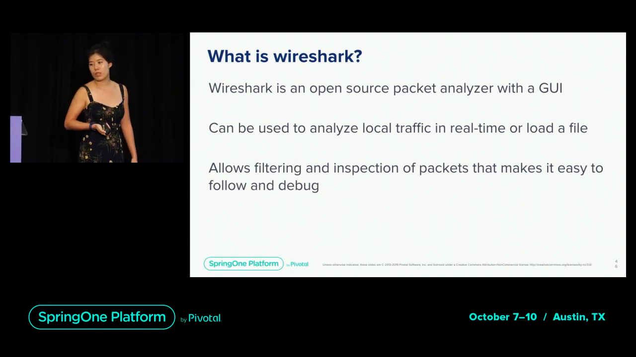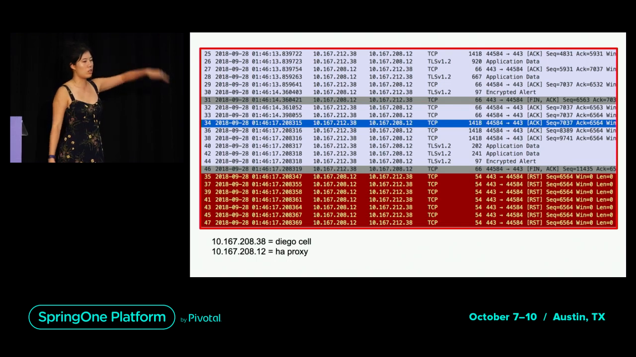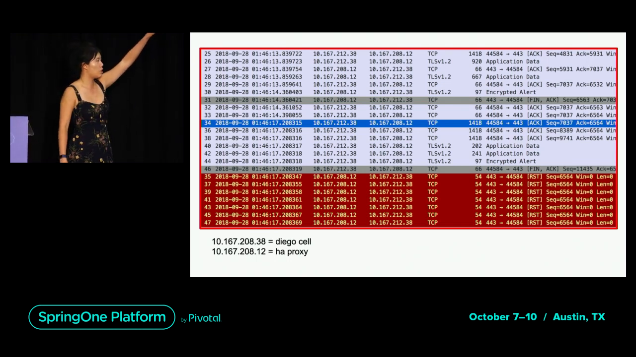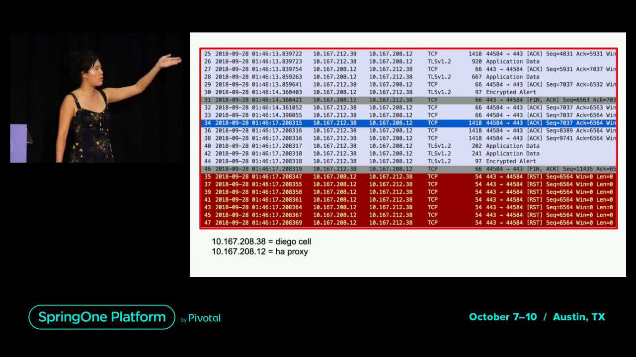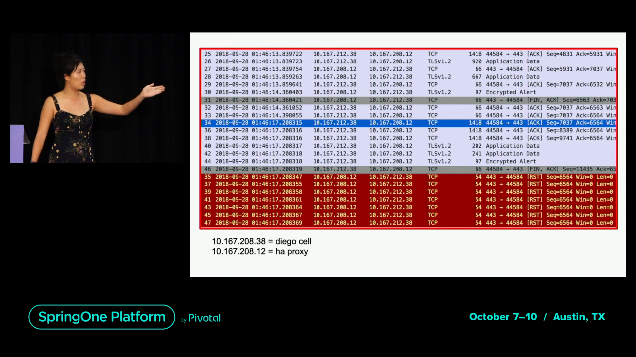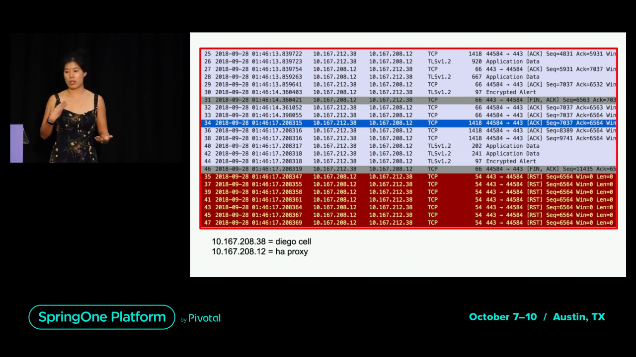So when you upload a file to Wireshark and you start analyzing it, you're going to see something like this. In this case, we actually filtered on a specific network connection. And so we can see here first the numerical ordering, a timestamp, the source IP, destination IP, protocol, and then number of bytes and additional information about the packet. In this case, what we were looking at is the connection between the Diego cell and HAProxy.